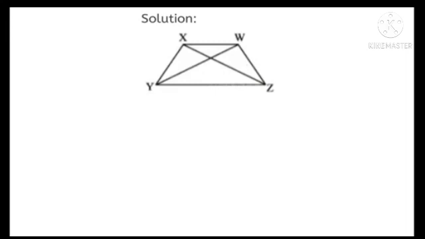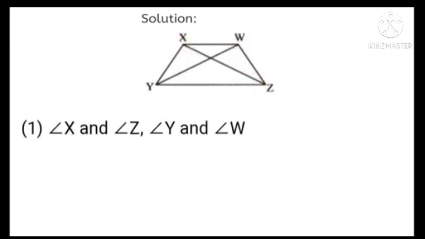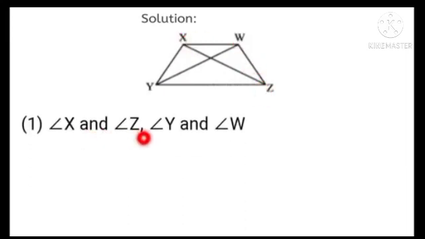So let's write angle XYZ and angle XWZ. So angle X and angle Z. You can name single letters also. So angle X and angle Z is the first pair of opposite angles. Which is the second one? Yes, angle Y and angle W. So these are the pairs of opposite angles.